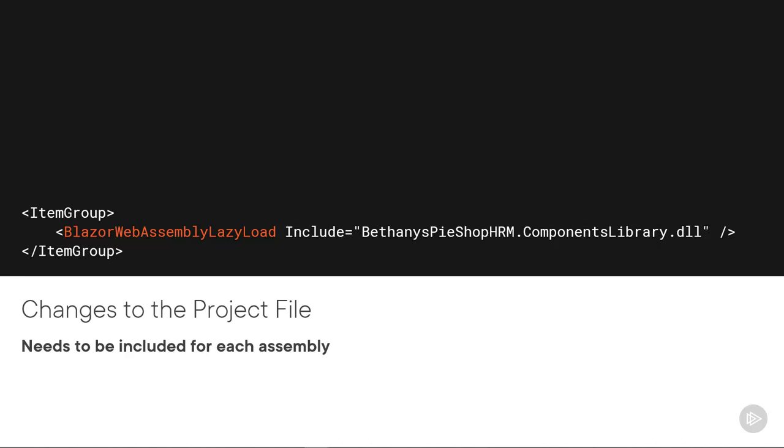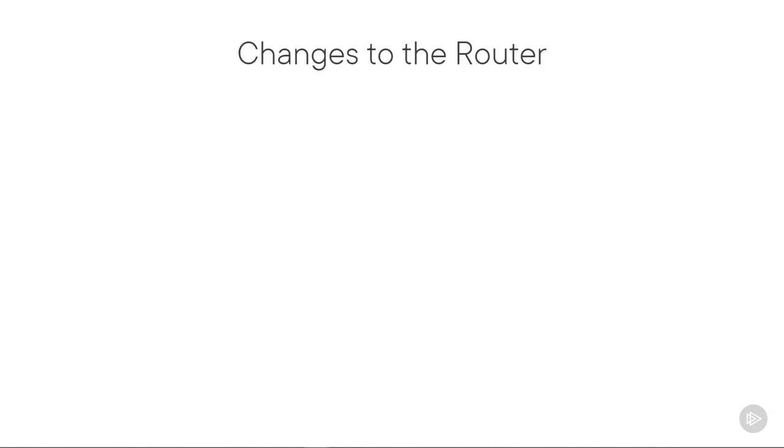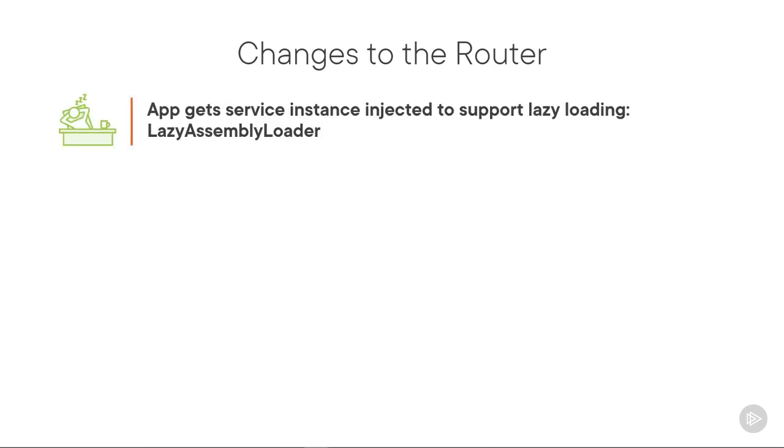In order for this to work, we first need to register the lazy loaded assemblies in the project file. Then we will effectively need to hook into the navigation system, where we are going to listen if the user navigates, in our case, to the detail page. So since it's related to navigation, we need to look at the router and make changes in the App.razor. In the code in there, we will use the lazy assembly loader, which we'll need to inject. We will see this in the demo in just a second.